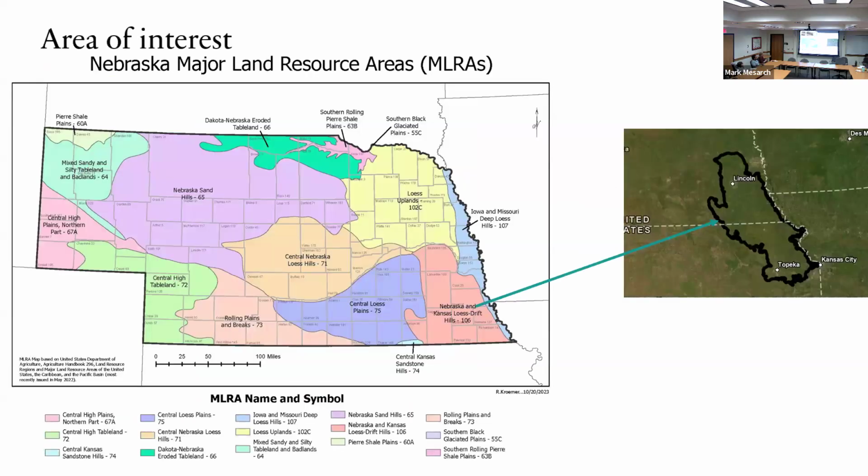So our area of interest, of course, is MLRA 106. The state is broken up into numerous MLRAs. Ours drops all the way down to almost Kansas City and Topeka, and goes all the way up to almost the Omaha metropolitan area and past.